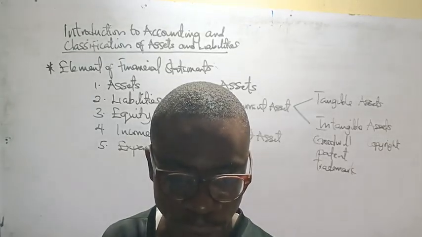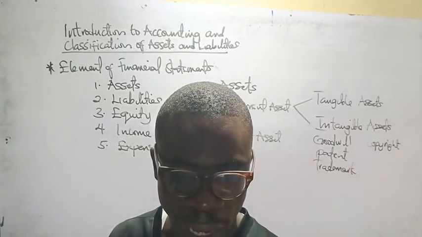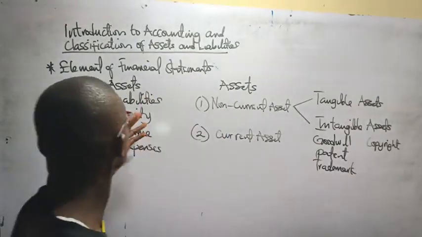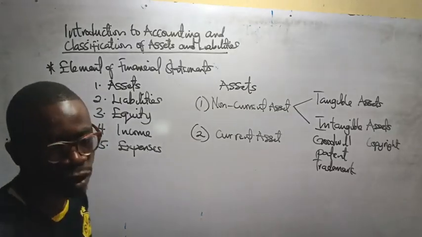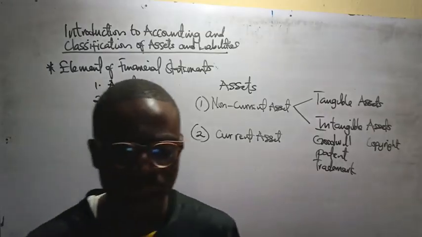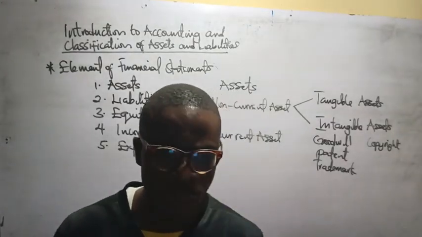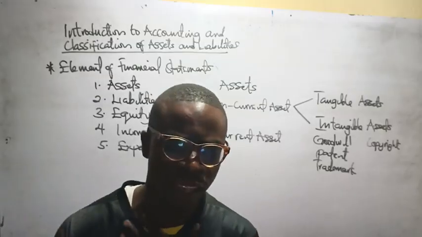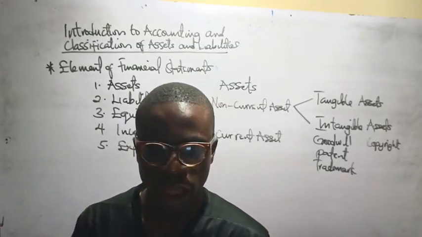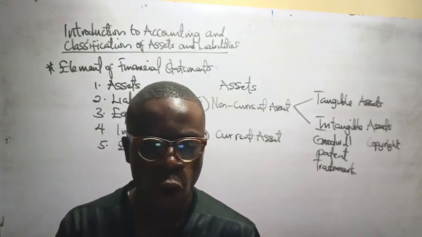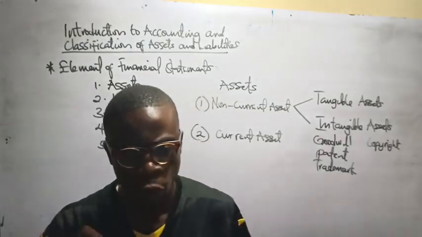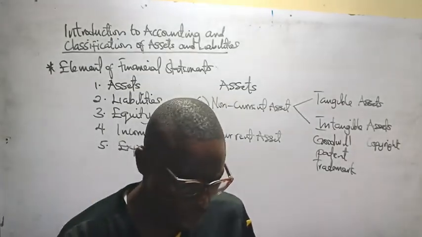Now let's go to liabilities. What do we mean by liabilities? Liabilities are present obligations of a business entity that arise from a past event, in which future economic benefit will flow out of the entity. Let me break it down.